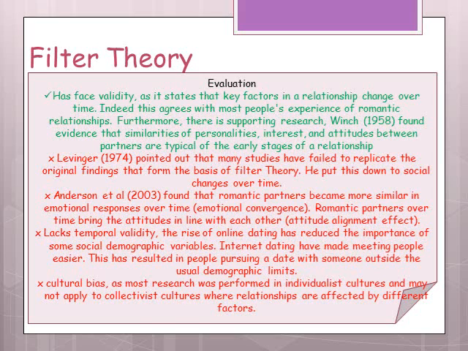Also, Anderson et al. found that romantic partners become more similar over time, emotional convergence. Romantic partners over time bring their attitudes in line with each other as well, so attitude alignment effect. So it's not necessarily that they were similar to begin with, but over time they have become similar. It lacks temporal validity, so the rise of online dating has reduced the importance of the social demographic variable. Internet dating has made it easier to meet people outside of our local area, and people are pursuing dates with someone outside of the demographic limits.